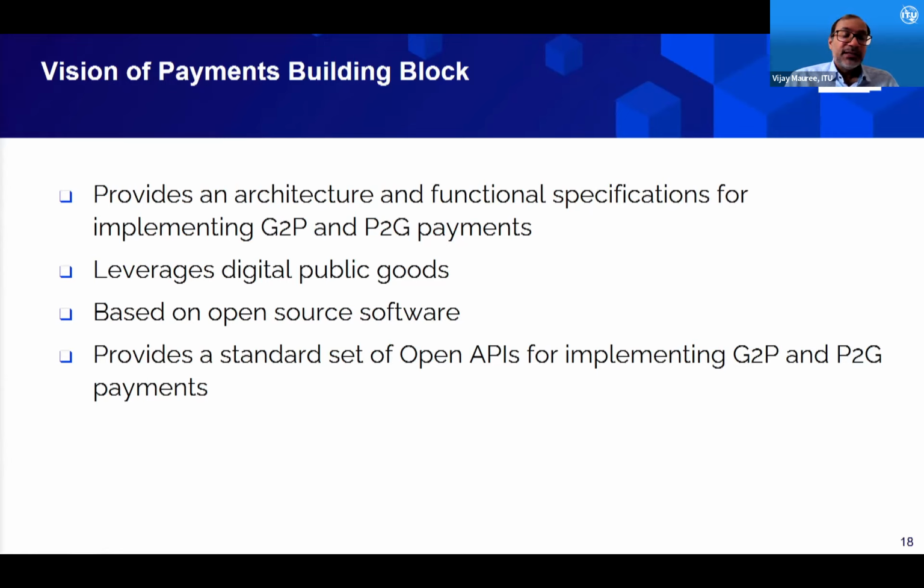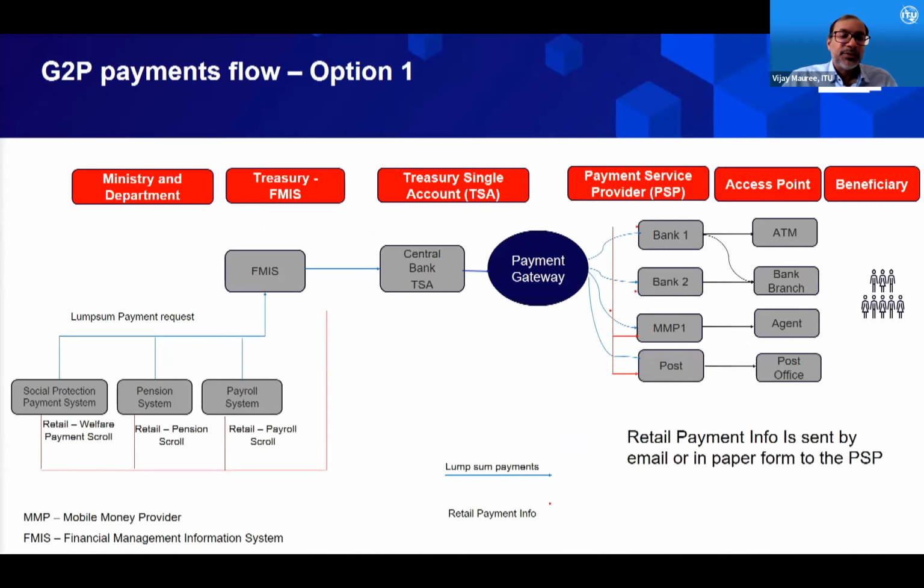Now, when we are looking at the G2P payments specifically, we also take into account the payment infrastructure scenarios in different countries. So we have different flows, basically taking into consideration whether there is a switch, or whether there is actually connectivity in the back end, for example, for linking the different systems, the beneficiary systems with, for example, the FMIS or with the payment gateway directly.